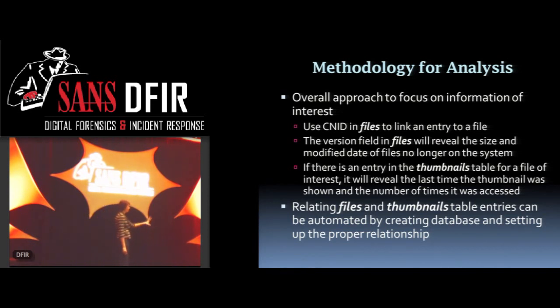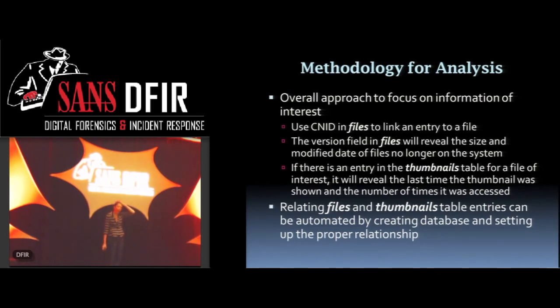I talked about that version field, and I talked about those CNID numbers in the files table. Kind of how I approach things is, if I can use that CNID to link an entry to a file in the system, that's where I'm going to go first, because it's quick, it's easy. I can say, that's the file I think it is. Out here in my system, that's the file with the same CNID. I'm going to say, yep, that's an entry for that file, and here's the information about it, when it was looked at, the number of times it was hit, etc.